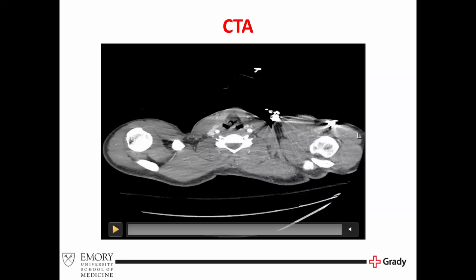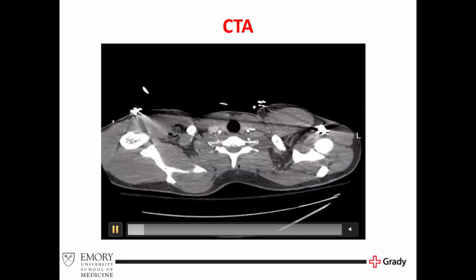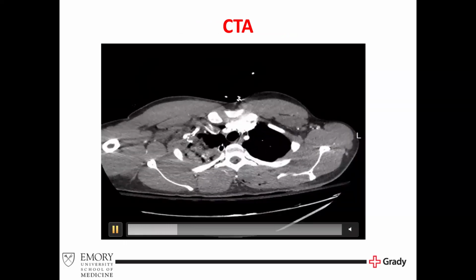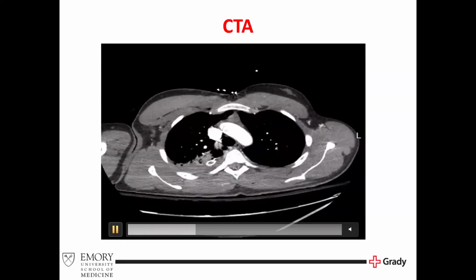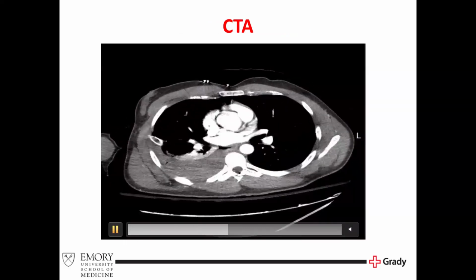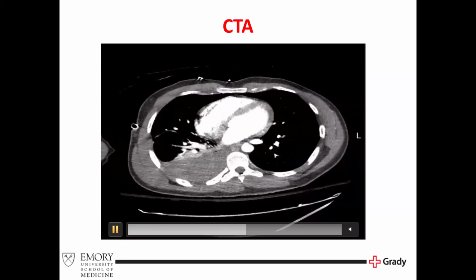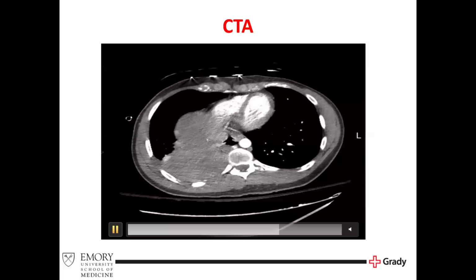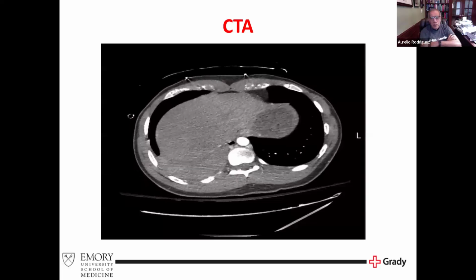And this is the CTA that we obtained. You'll see that he has his right subclavian artery with abrupt cutoff and with a short segment of reconstitution. And then he also has a T2 to T3 spinous process fracture and a retained hemothorax.